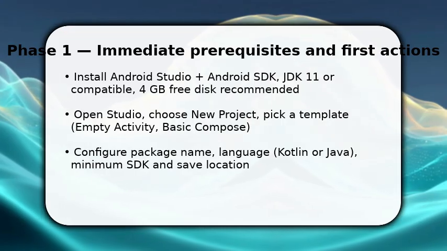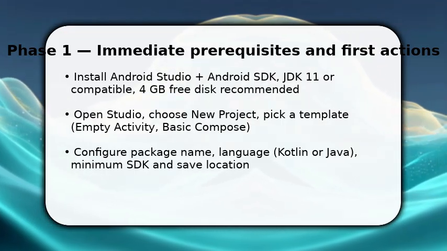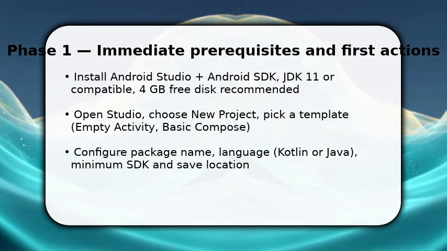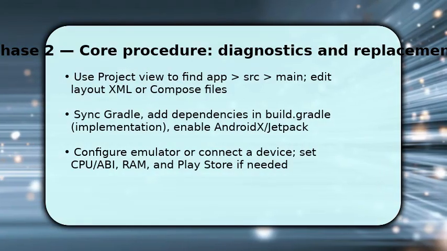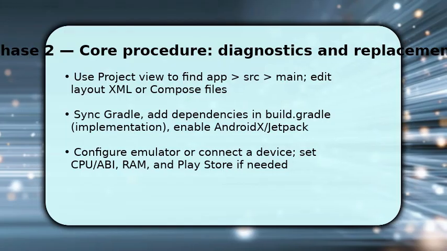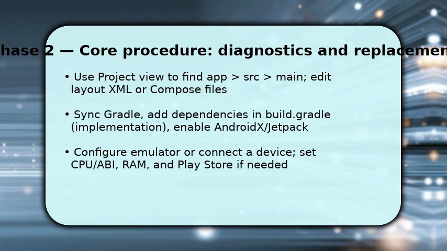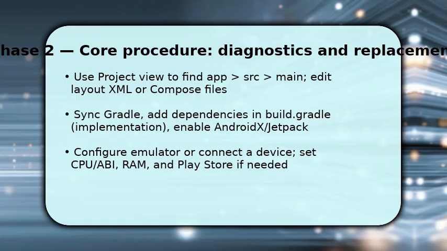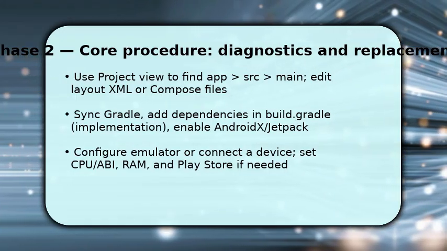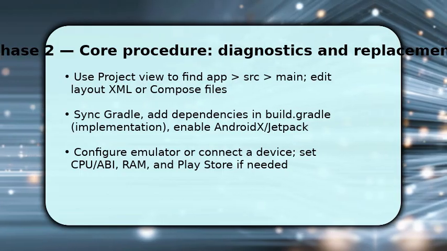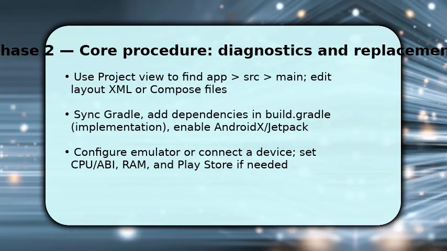Then let Studio download Gradle and components. This may take a few minutes, so watch the progress bar. You now focus on structure and dependencies. Open app/src/main to edit layout XML or compose files. That's where UI lives. Once you add libraries, sync Gradle so Studio resolves artifacts. Address sync errors immediately, they block builds.